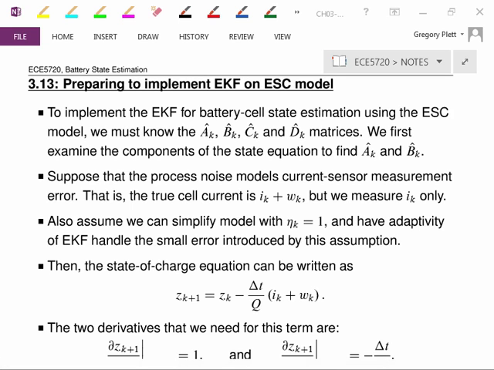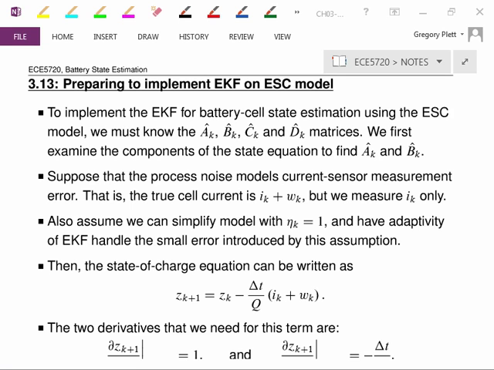In order to get ready to implement EKF on an enhanced self-correcting cell model, we need to find the partial derivative matrices A hat, B hat, C hat, and D hat. Once we have all of those set, the rest of the EKF implementation is fairly straightforward. We'll do that in the next section, and we'll also talk about how we break up the code a little differently in that section. But for now, our focus is on finding these derivative matrices.